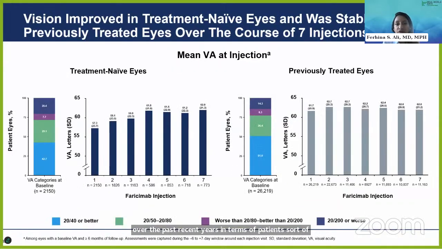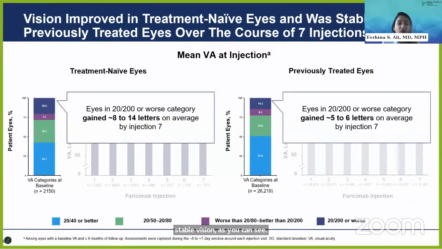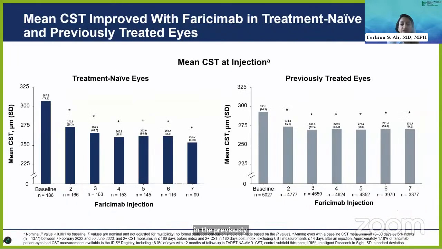In terms of vision improvement, here's what we saw in the treatment naive and previously treated. For those eyes that had no prior treatment, we saw good vision improvement, as might be expected. Previously treated eyes maintained stable vision, as you can see on the right. And in a small cohort of patients that had vision of worse than 20/200, we did see vision gains both in treatment naive as well as the previously treated eyes, greater in terms of 8 to 14 letters for treatment naive compared to 5 to 6 in the previously treated. Sorry, I think I went ahead a slide.